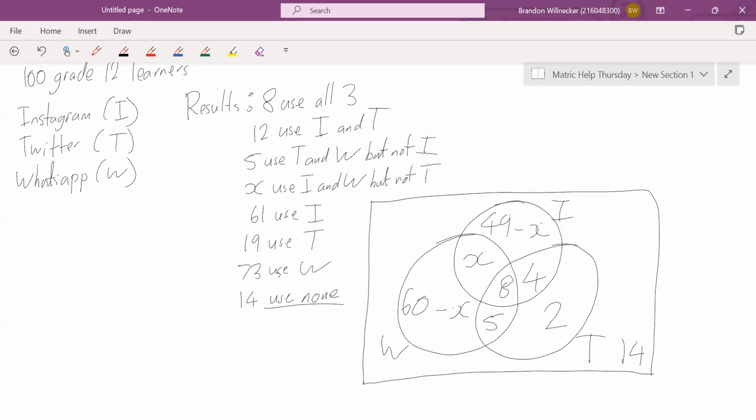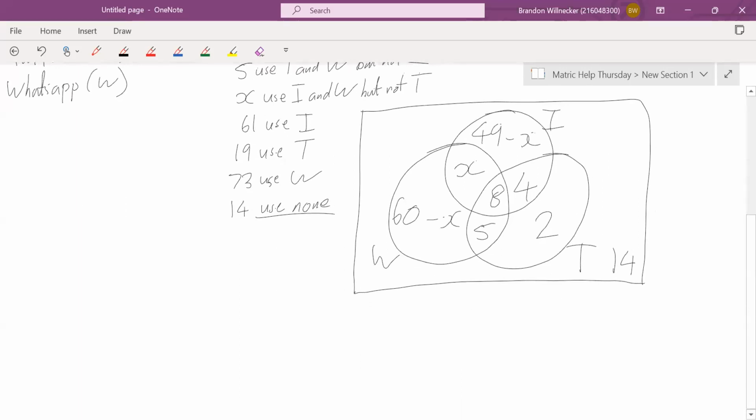Next question, 10.2. Calculate the value of X. So how do we go about doing that? Well, we know what the total is, and X is just missing from that total, so we can work it out. So we're going to have 49 minus X. That's our top value over there by the I, plus X plus 8 plus 4 plus 60 minus X. We've got that for WhatsApp.